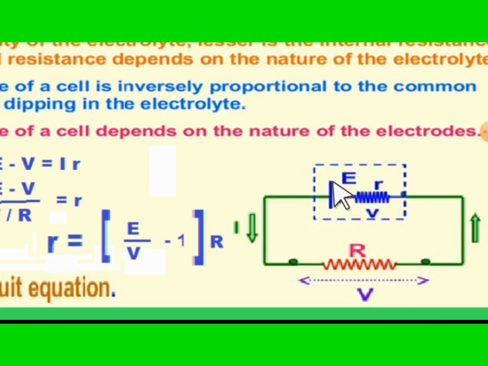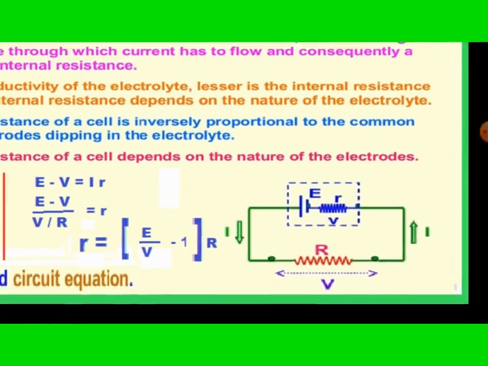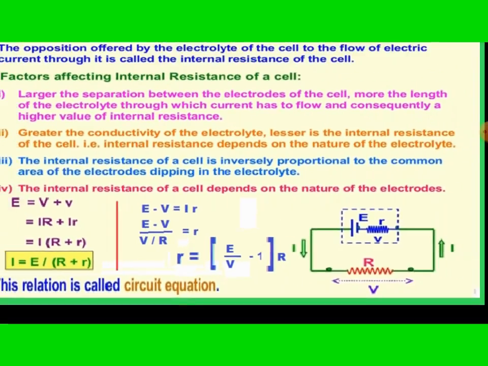Okay, whether these electrodes can easily emit ions readily from the surface of these electrodes, or whether they do not readily emit those ions or electrons from those electrodes. So it depends upon the nature of the electrode also. So all these different factors affect the internal resistance of a cell.